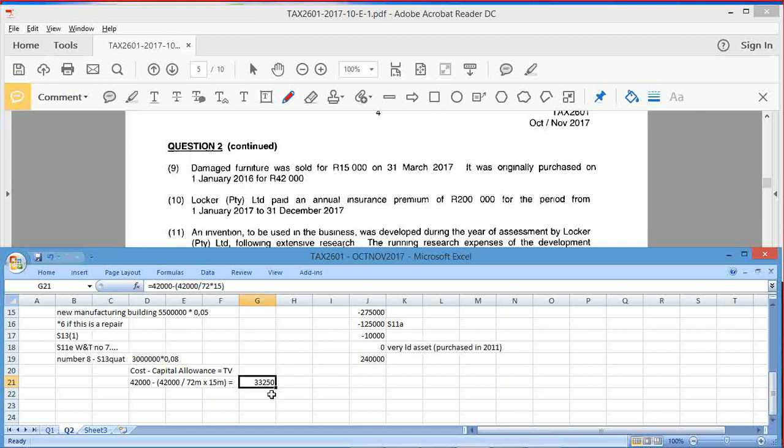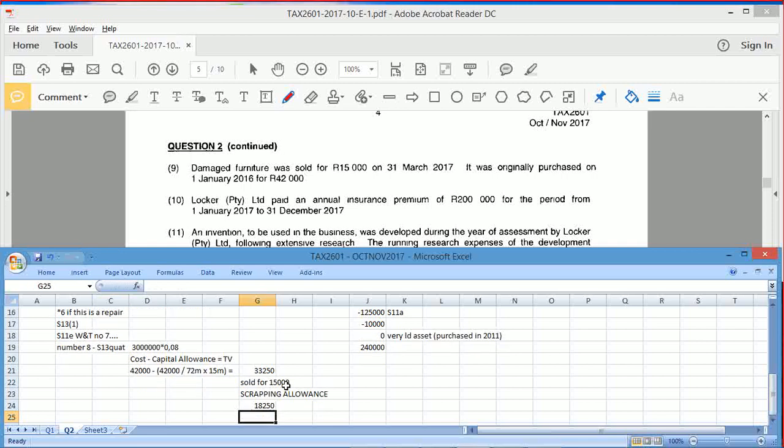How much did I sell it for? You sold it for 15. So, scrapping allowance. Okay, scrapping allowance is this minus the 15. Okay, so loss of 18250 is under deductions and allowances. Yes, sir, that's right. Alright, number 10.